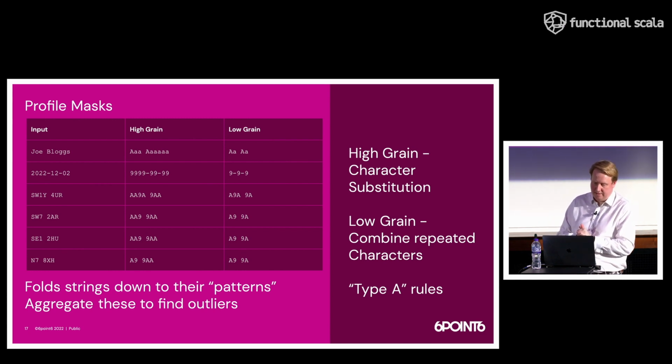And if you carry this on, you do what we call a low-grain data profile. That's where you take the high grain and you fold in all of the repeated characters. So a name becomes A space A. And that pattern captures quite a lot of names, right? The cases that it doesn't are people who have hyphenation, or lots of middle names, and if you go outside of our culture and go around the world, lots of people do have lots of middle names and hyphenation, that kind of thing. And if you look at dates, it's kind of the same thing, right?